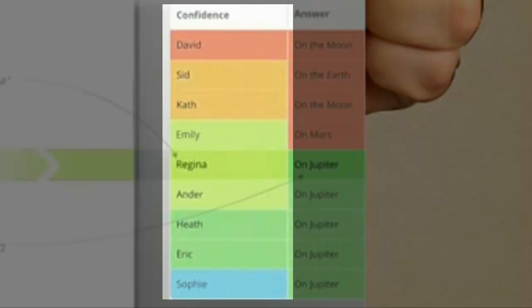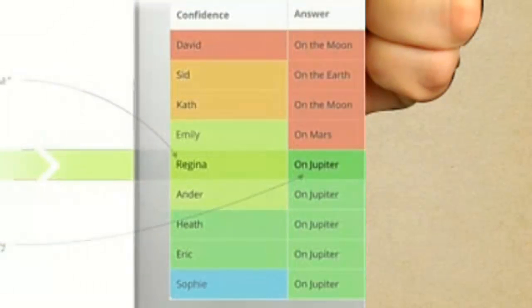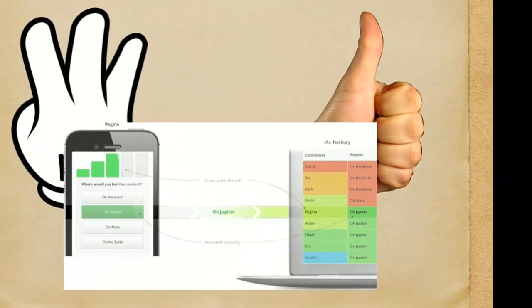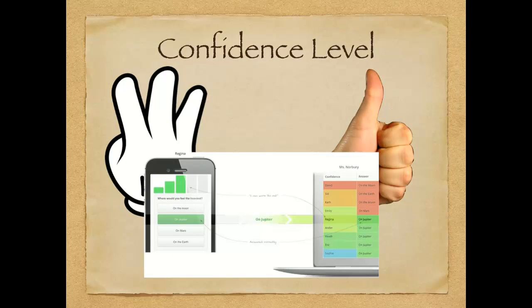But then on the left side of that screen, you see their confidence. You see that it ranges from red, which would be I have no idea what's going on, to green, I'm really confident, or somewhere in between. So you see at a glance how confident the students are, and you're getting feedback from all your students at once. So this is something I would encourage you to check out, is the Get It program.